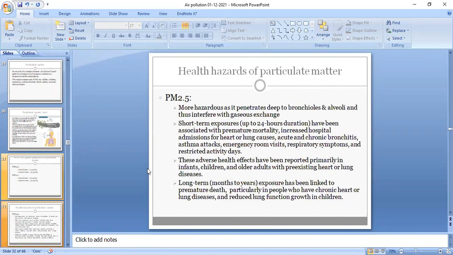Now the health hazards of particulate matter. First is the particulate matter of 2.5 micrometer size. It is more hazardous as it penetrates deep into the bronchioles and alveoli and thus interferes with gaseous exchange.